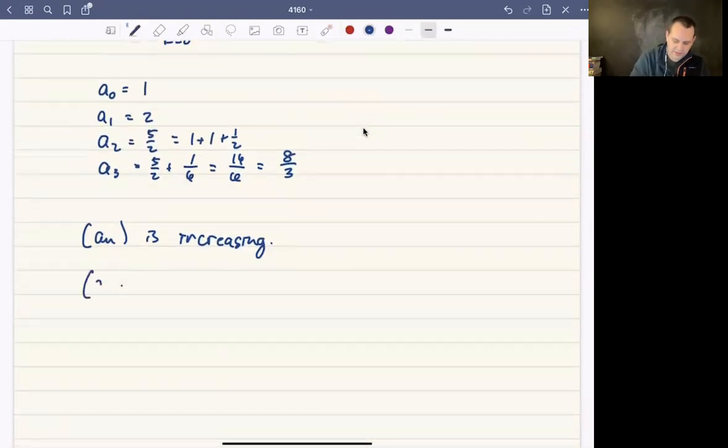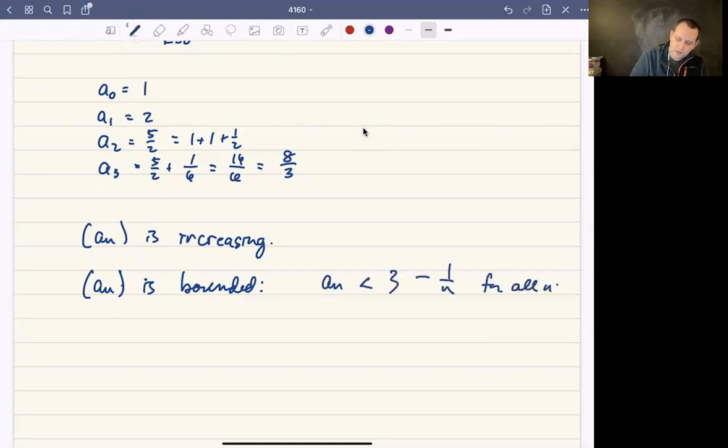A little bit more surprising is that a sub n is bounded. So for example, you can prove using induction that a sub n is less than 3 minus 1 over n for all n greater than or equal to 1. In particular, the values of the sequence are always less than or equal to 3. Okay, so it is bounded above by 3.